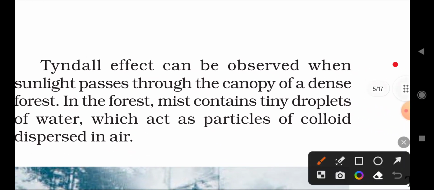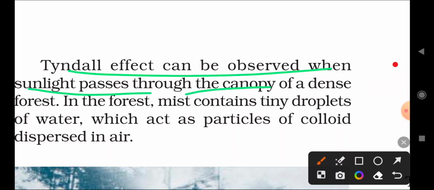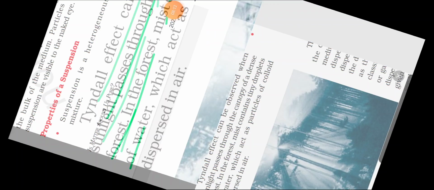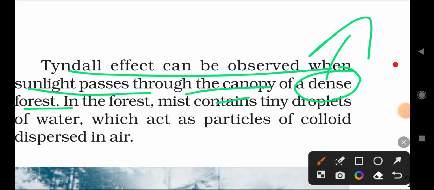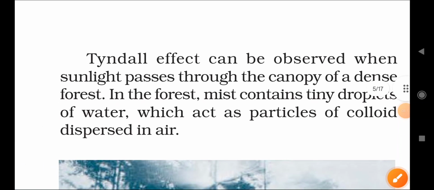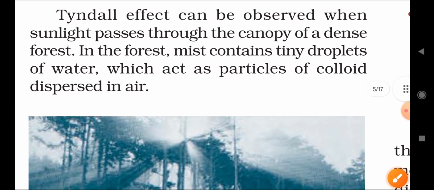The Tyndall effect can be observed when sunlight passes through the canopy of a dense forest. Here, dense means what? More trees close to each other. We use this commonly, like dense populated, dense area. There are more people, that is called densely populated. Like this, dense forest means more trees are placed beside each other, so it is called a dense forest.